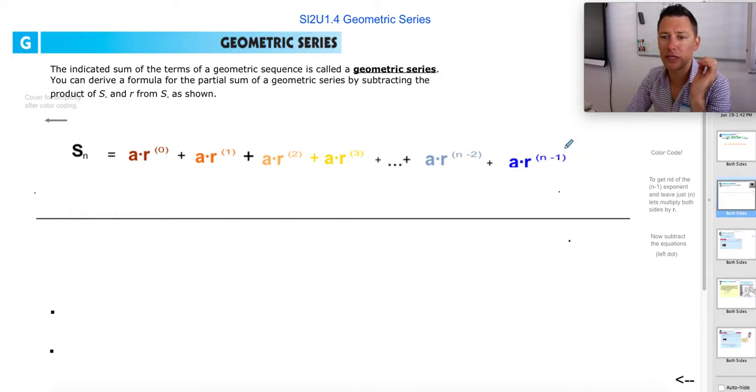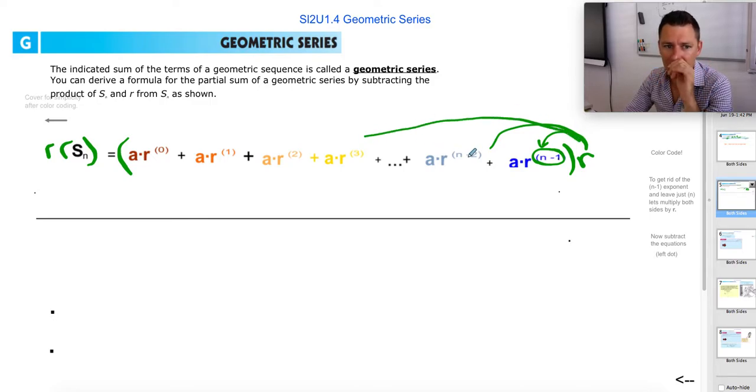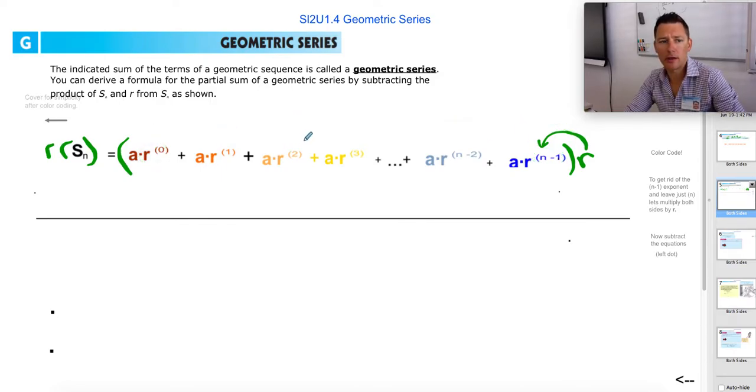What would be really nice is if we multiplied this whole side by an r and multiplied this whole side by an r. If you multiply this in, now you have a times r to the n minus 1 times another r. This will become a times r to the n. But you have to do it to all of these. So if you multiply r here, instead of having r to the 0, this will become r, and this will become r squared, and this will become r cubed, etc., all the way up. Everything's going to increase its exponent by 1, and it'll look like this.